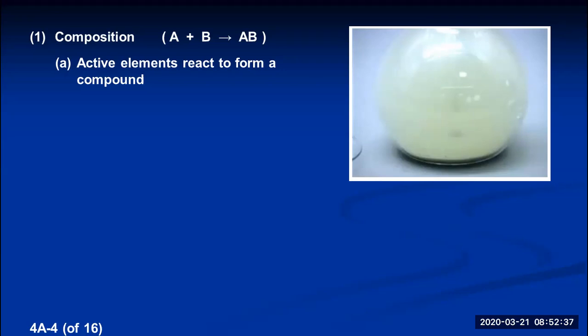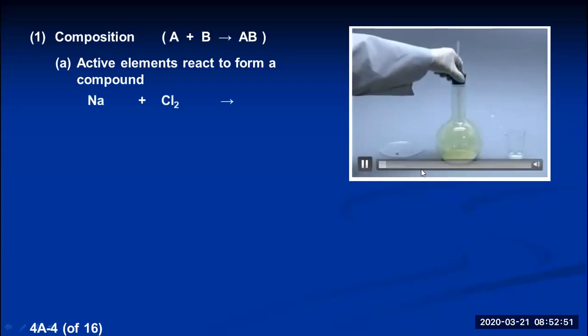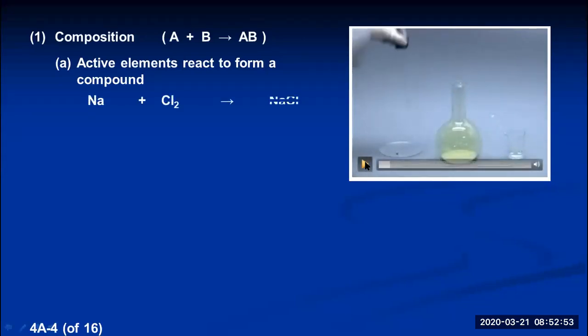The gaseous chlorine that we saw in the flask at the beginning, the yellowish-green chlorine gas, is millions and millions of diatomic chlorine molecules. To represent those, we write one of them: Cl2. So here are the reactants, Na plus Cl2.